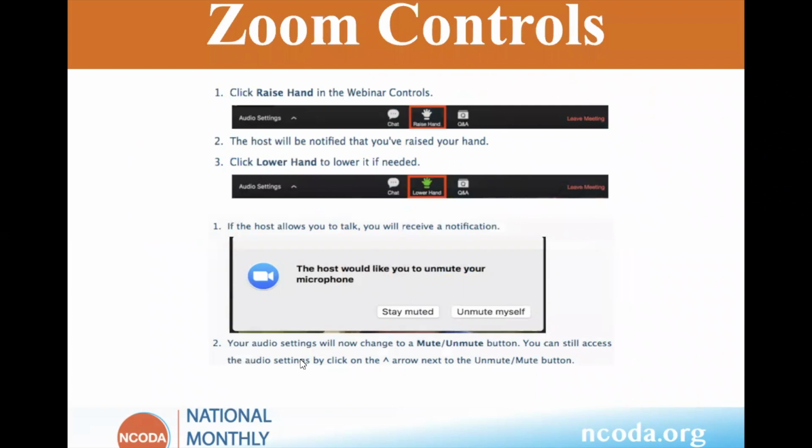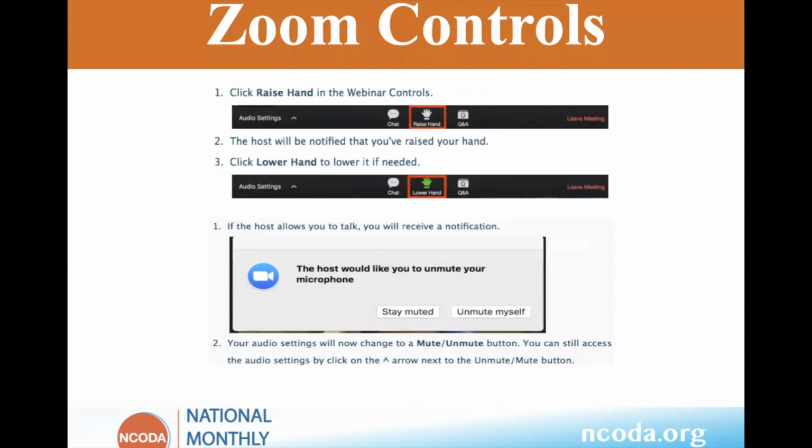I would like to review some features and controls of Zoom. If you joined us by phone, you will only be able to listen to the webinar. If you joined us by computer or the Zoom mobile app, your mic will be muted by default. However, you are able to ask questions and contribute to the conversation in a few different ways.